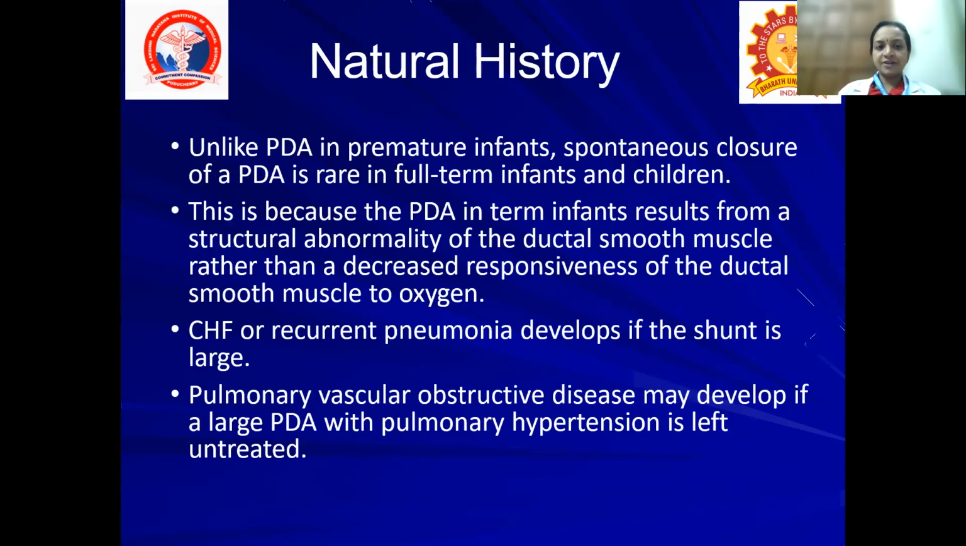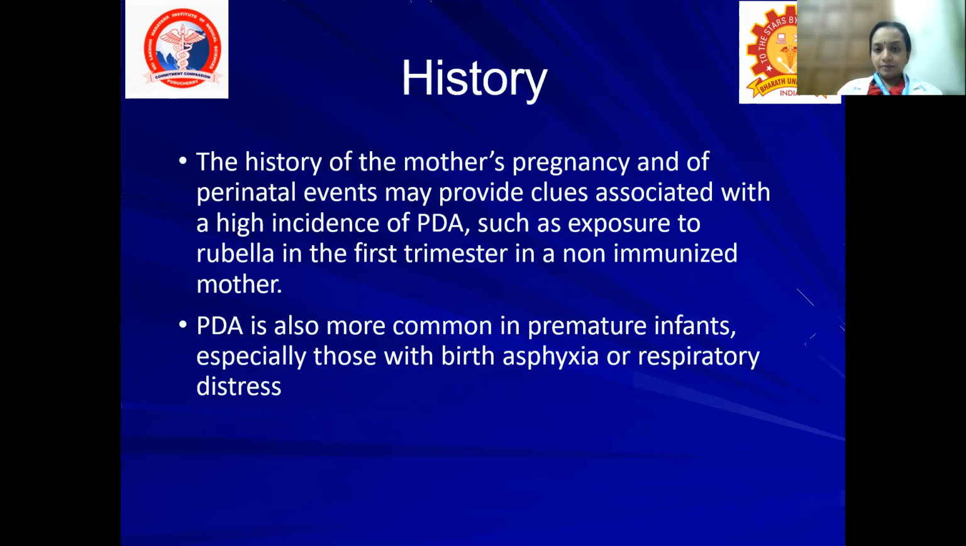Okay, what would be the natural history? Unlike PDA in premature infants, which is very responsive to oxygen, spontaneous closure of PDA in a term neonate is very rare. This is because the PDA in term infants results from a structural abnormality of the ductal smooth muscle rather than a decreased responsiveness of the ductal smooth muscle to oxygen, which is the component in a preterm PDA. CHF or recurrent pneumonia develops if the shunt is large. Pulmonary vascular obstructive disease may develop if a large PDA with pulmonary hypertension is left untreated.